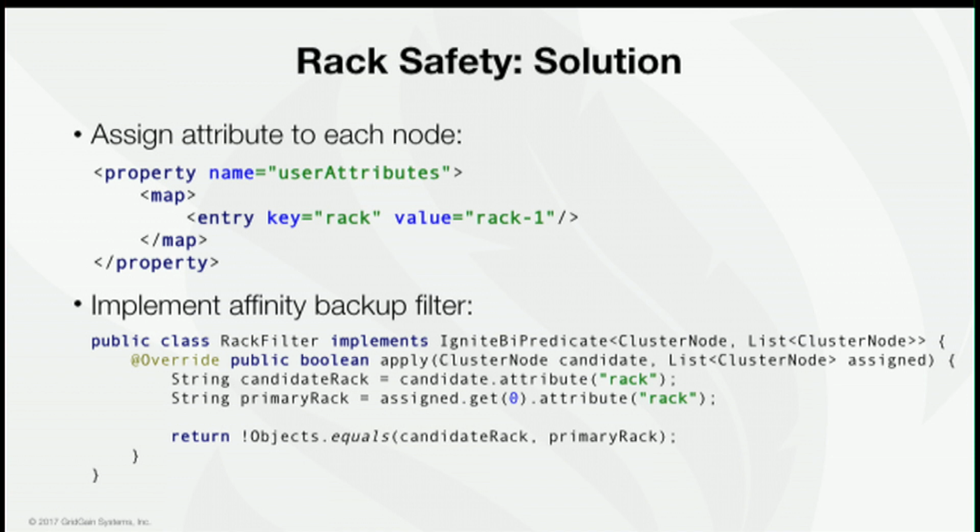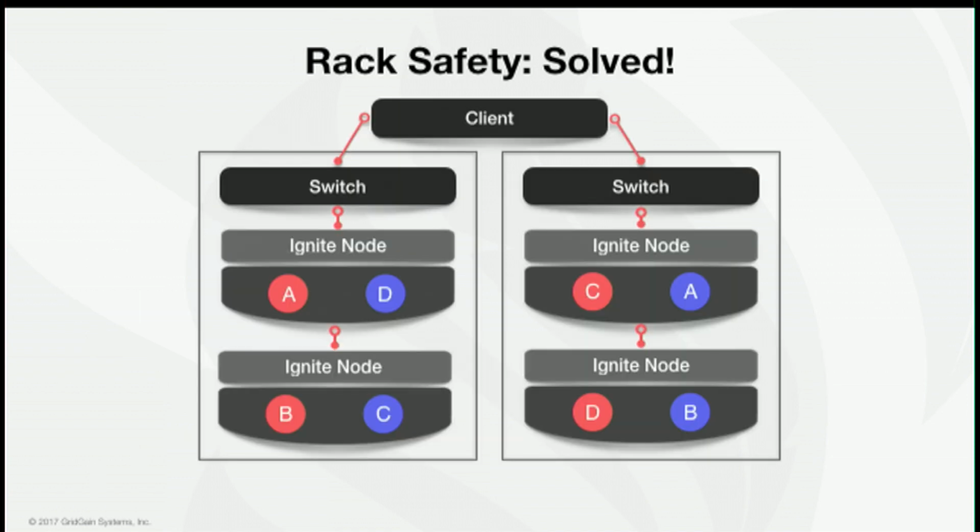So if a candidate is on the same rack where the primary node is, we return false. So we say no, we do not allow this candidate node to be a backup for this partition. And as a result, we will have the same picture, but the distribution is different. So the distribution of backup nodes is different here. And the difference is that basically we have all 4 partitions on every rack. So here we have A, B, C, D, and here we also have A, B, C, D.